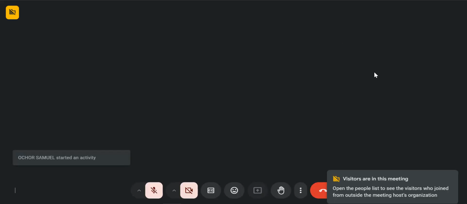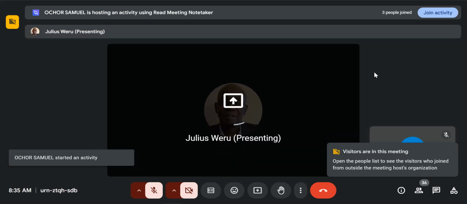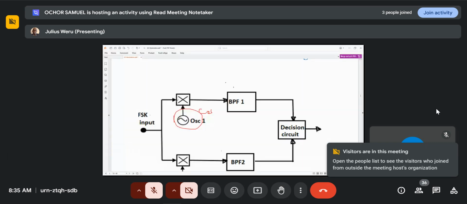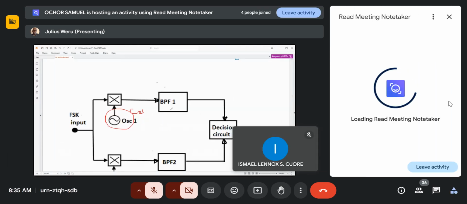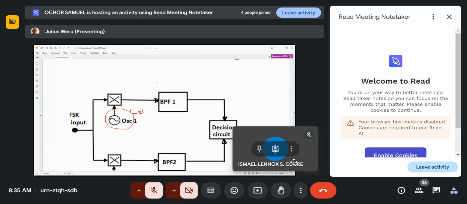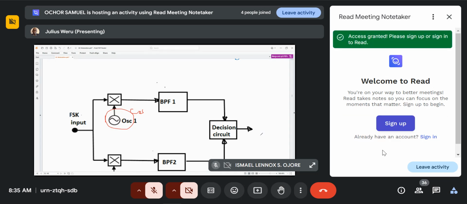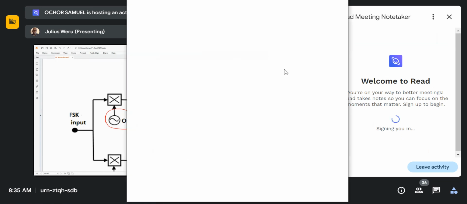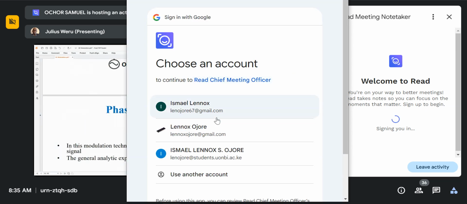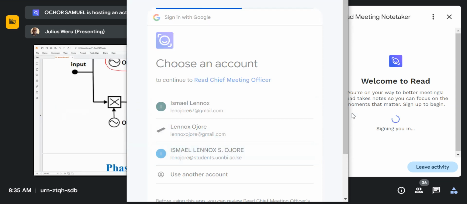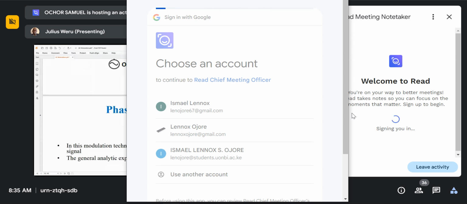receiver, which we are going to look at later. So then you use the BPF, the bandpass filters, for the different frequencies. In this case, you're not using cosine and sine, you're using different frequencies. But you're going to see that if you just multiply with the different frequencies and then filter, you're going to get your binary signals. I think that one will become clearer when we go to receivers towards the end of this course.